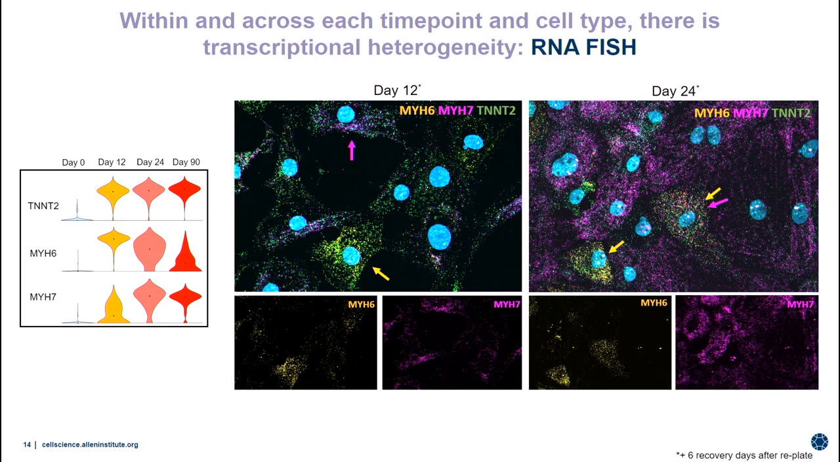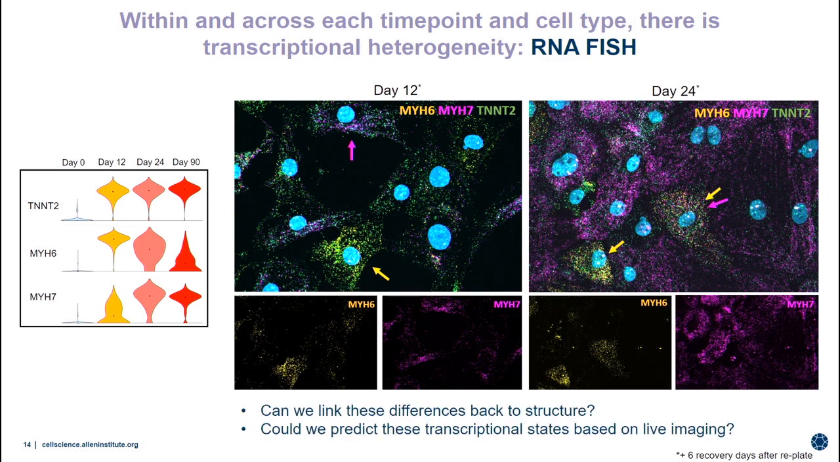And this is just an example of 3 genes. You can imagine if we're looking at different combinations of lots of different genes, we suddenly have a huge transcriptional space that the cells could be expressing in different combinations. And while it's great to look at it in this way and in the single cell data, what we really want to know is, is there a way that we could actually link these transcriptional differences back to structural changes that we're observing in the live imaging? And better yet, could we actually predict these different transcriptional states by looking at a live image of the cell?